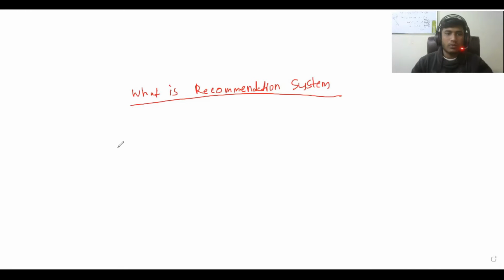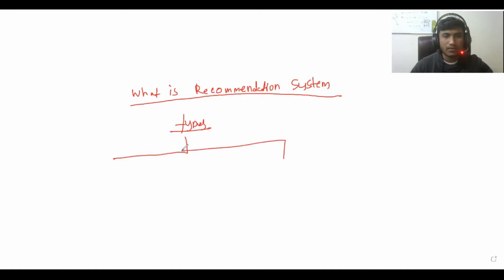And now let's talk about the types of recommendation systems that are available out there. So if I talk about the types of the recommender system, there are three types available. One is content based, two is collaborative filtering based, and the third one is hybrid based, okay.